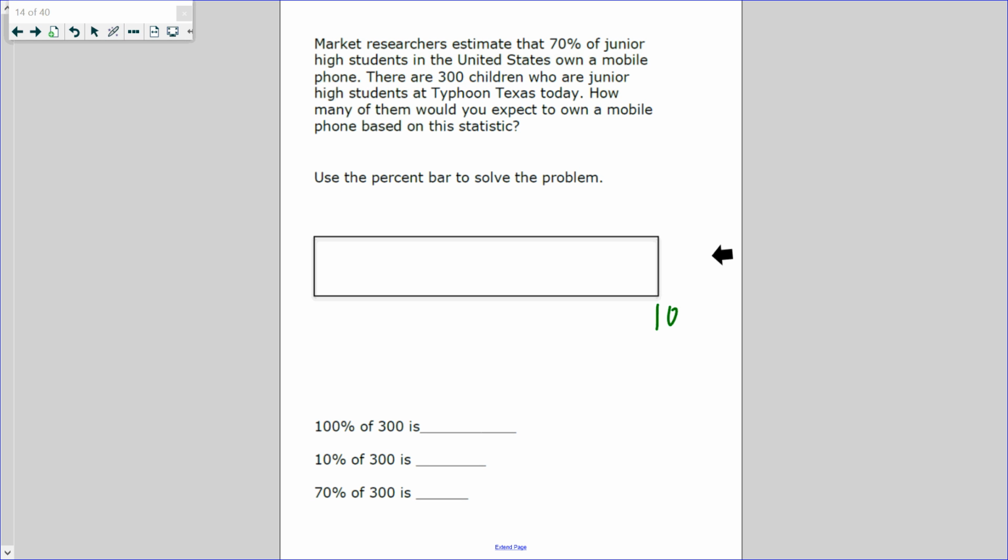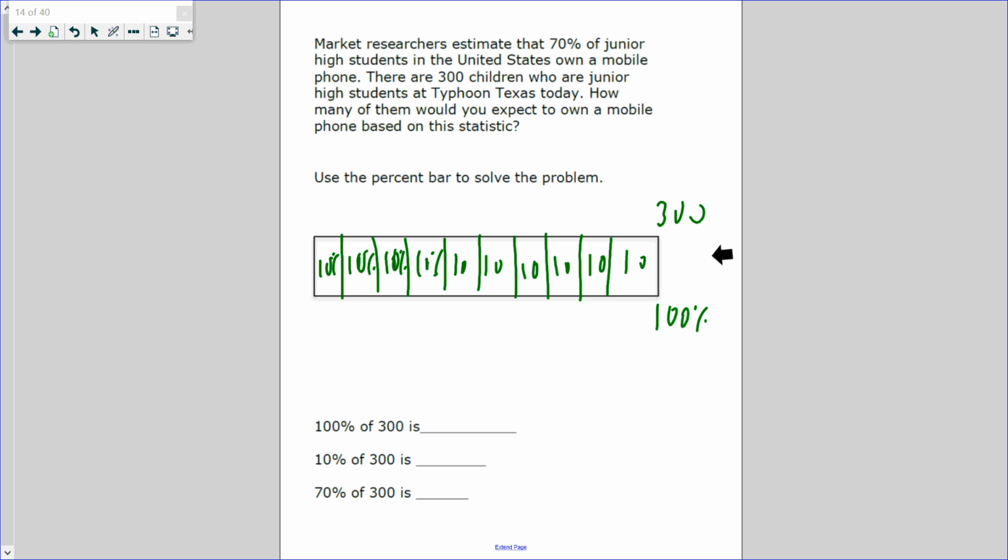This bar represents 100%. And there are 300 children here. So I need to break this bar into 10 parts. 1, 2, 3, 4, 5, 6, 7, 8, 9, 10. So each part represents 10%. I'm going to quickly do this. I'll just write 10, 10, 10.